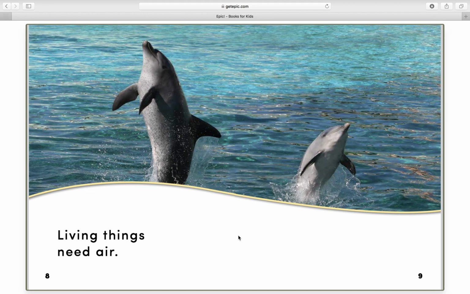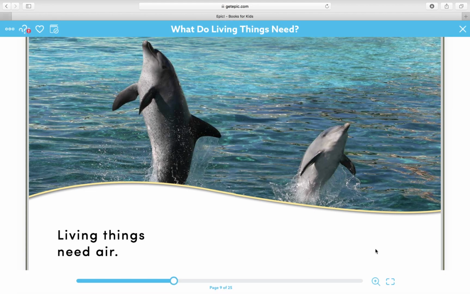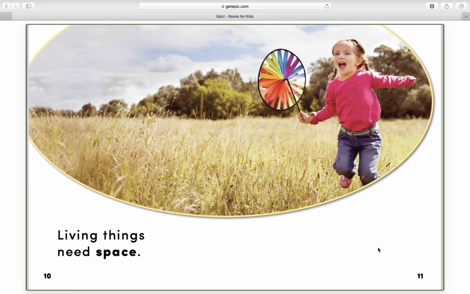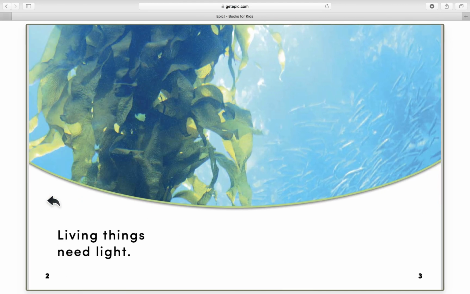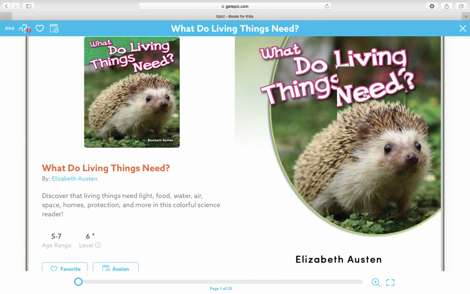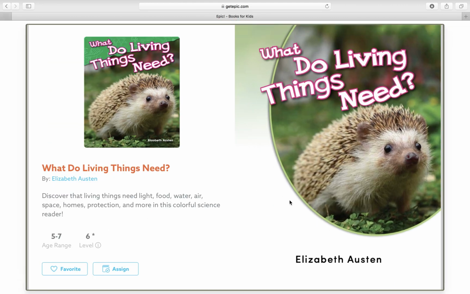I looked at the title to help me, and I also looked at the pages and saw words that were repeated. So for this story about what do living things need, our main idea was about what living things need, because that is what the story was mostly about.